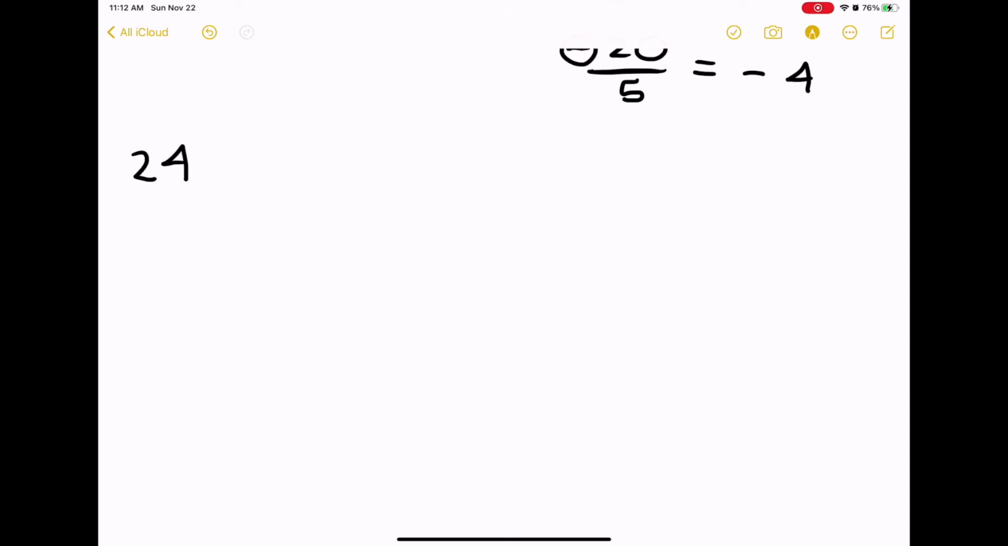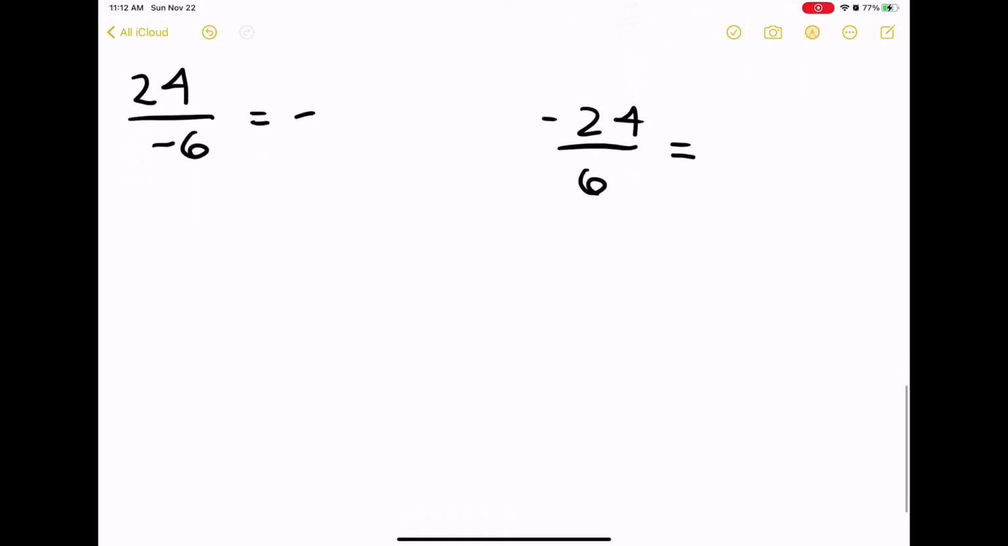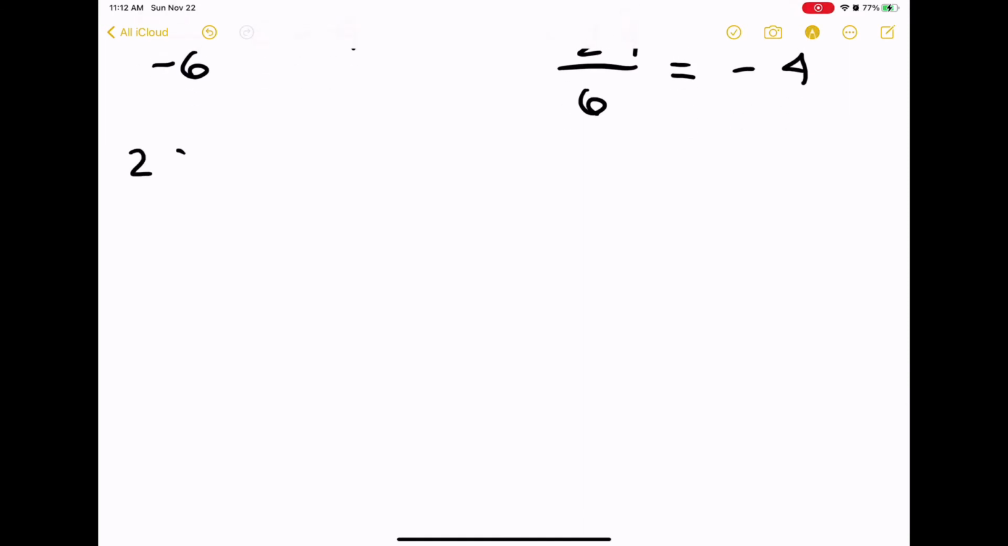You can also use the same rule: two negatives in the equation, positive; one negative, negative. So 24 divided by negative 6. How about negative 24 divided by 6? Well, in both of these, there's one negative in the equation. But in order to get a positive number, you need two negative numbers. So it's negative 4 as the quotient, because a negative number times a positive number is equal to a negative number. So you have to pay attention to stuff like that, but that will really help you.